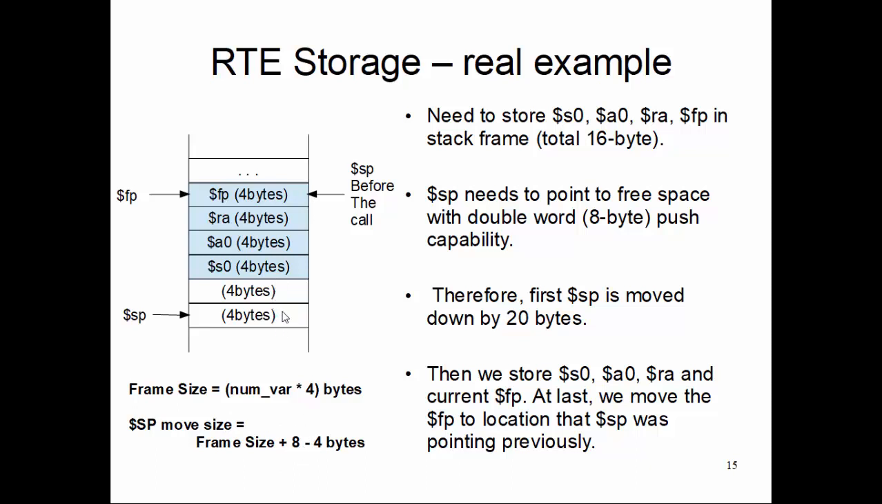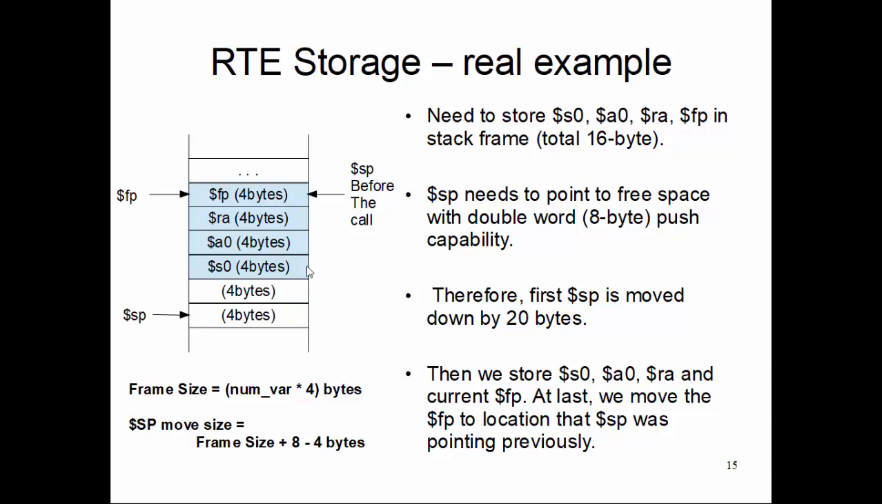So our strategy would be, first, the stack pointer is moved down by 20 bytes for this example: 16 bytes for the frame, and 8 minus 4, which is 4 bytes, on top of that, makes 20 bytes. So we first change the stack pointer value by moving it down, subtracting 20 from it. Then we store S0, A0, RA, and the current frame pointer.